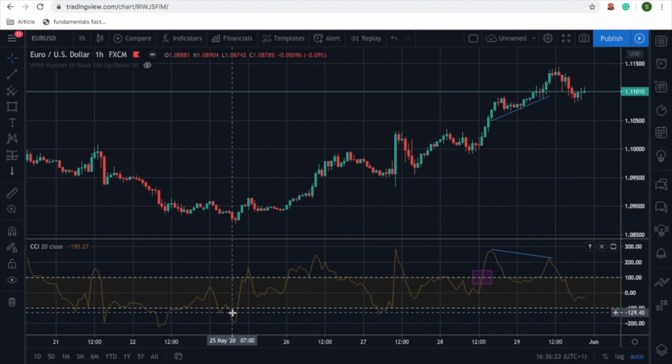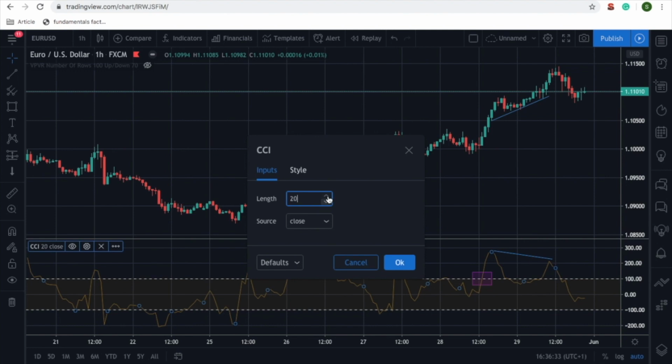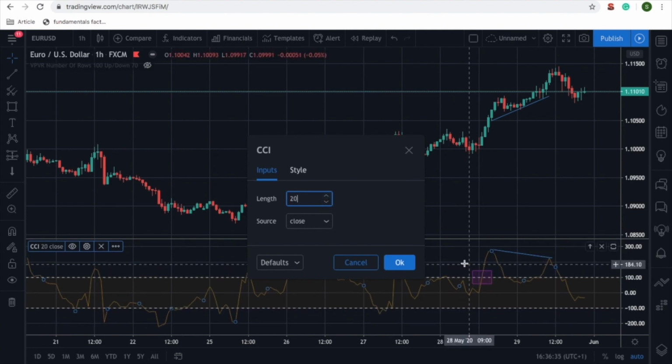One thing to note is that the number of periods used to calculate the average price can be adjusted, and I'll show you on my chart here. If I head to settings, I can then adjust the periods that it calculates the average price over.